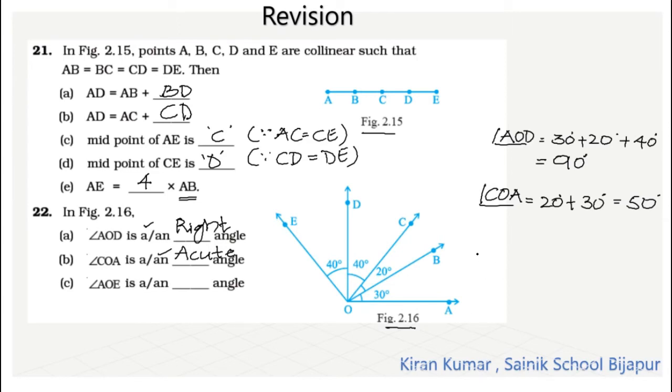Angle AOE. Angle AOE is the sum of 40 degree plus 40 degree plus 20 degree plus 30 degree. Look at the sum. The sum is 130 degree. It is larger than 90 degree, less than 180 degree. Such type of an angle is called as an obtuse angle. So the right answer here is obtuse.